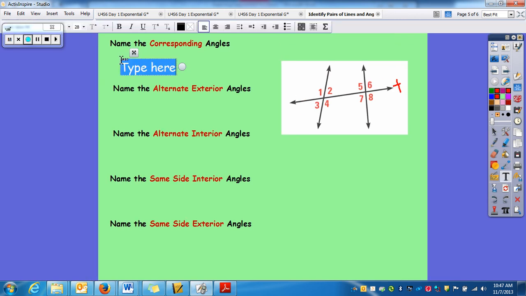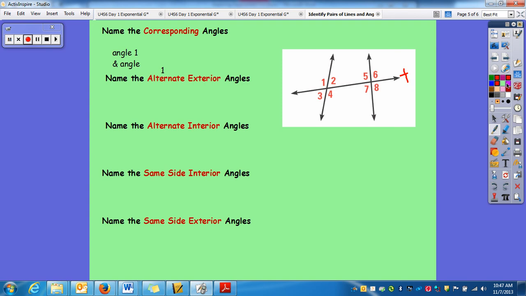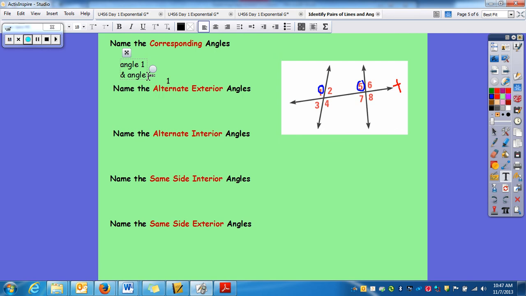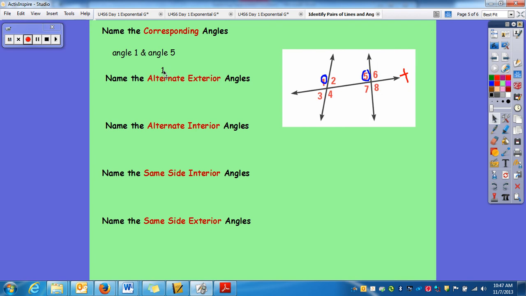Alright, so looking at that, we need to find our pairs of angles. So if you take a look here, we have angle 1. That's on the top left, and so I look at this line, top left is angle 5. They correspond. Alright, so that's one pair.